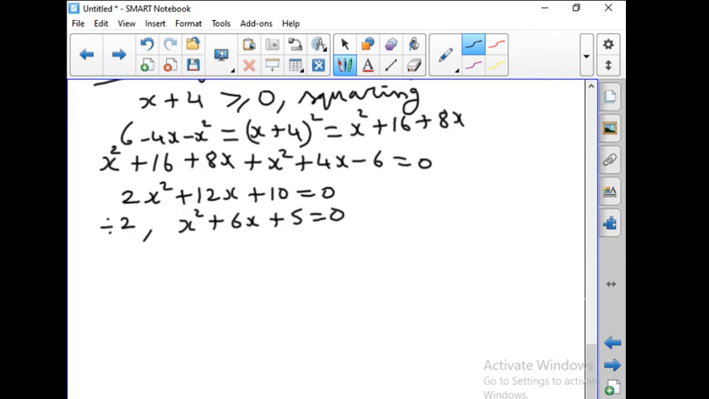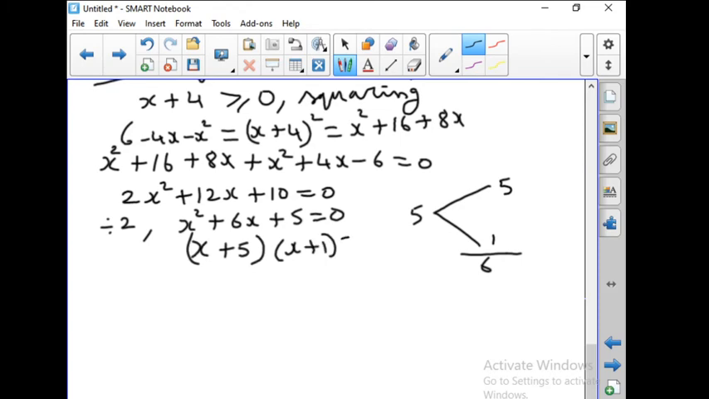Now, factorize this. So, when you factorize, what do we get? So, what is the sum? Sum is 6, product is 5. So, what are the two numbers? 5, 1. So, when you add, you get 6. 5 plus 1 gives you 6. 5 into 1 gives you 5. Therefore, we write it as (x plus 5) into (x plus 1) is equal to 0. So, we get x is equal to minus 5 and x is equal to minus 1.